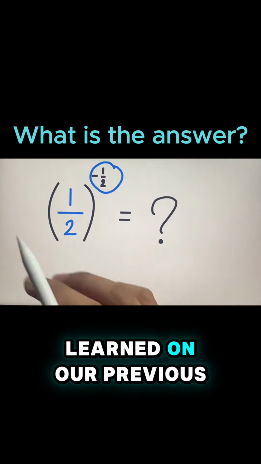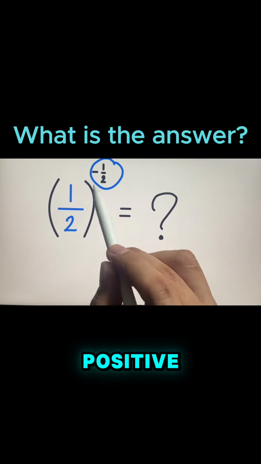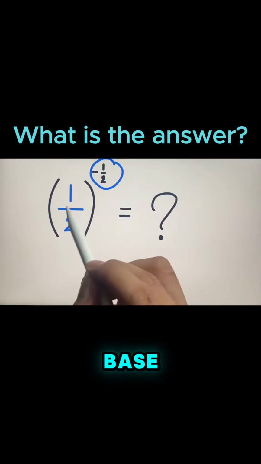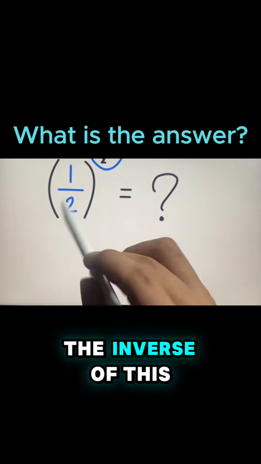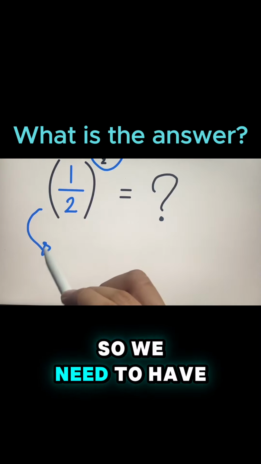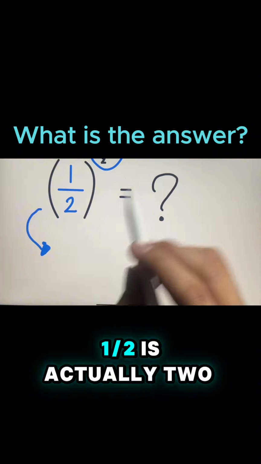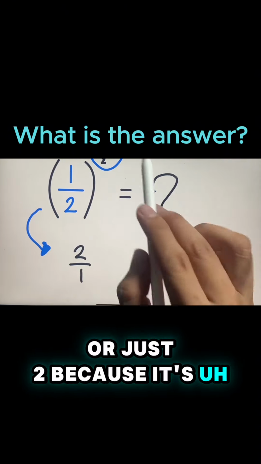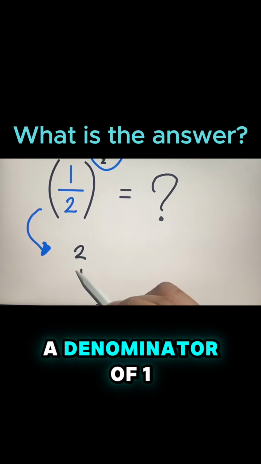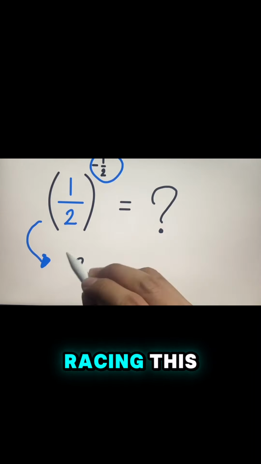What we have learned in our previous video is that if we have a negative exponent, to make it positive, we will have to transform the base into its reciprocal form. The reciprocal is the inverse of this one, so we need to have it in its reciprocal. The reciprocal of 1/2 is actually 2 over 1, or just 2, because it makes no sense to have a denominator of 1. So we can remove the 1 here and now proceed to raising this one.